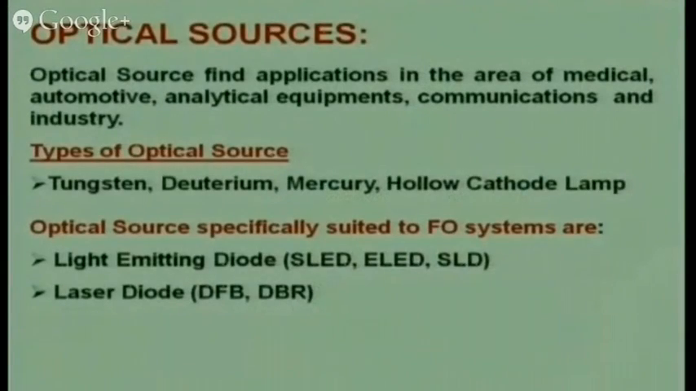The basic types of optical sources are tungsten lamps, deuterium lamps, mercury lamps, and hollow cathode lamps. These are used in analytical systems or automotive systems. The optical sources typically used for fiber optic systems, either in communication or in analytical systems, are LEDs and laser diodes. Within the LEDs, we have surface light emitting diodes, edge emitting LEDs, and superluminescent LEDs. And under laser diodes, we have distributed feedback lasers and DBR lasers, distributed Bragg reflector lasers.